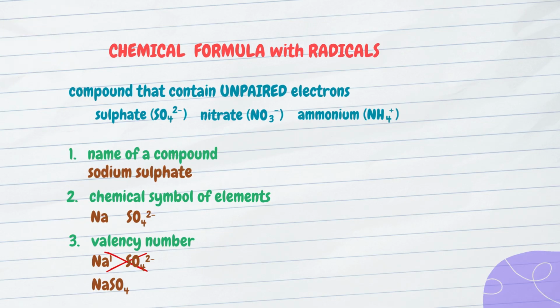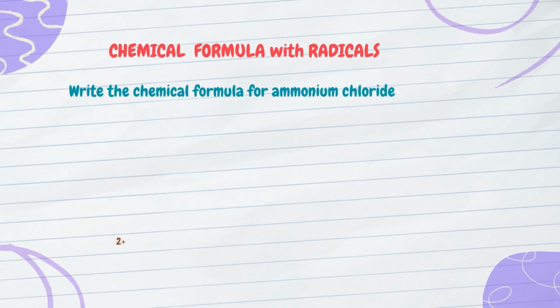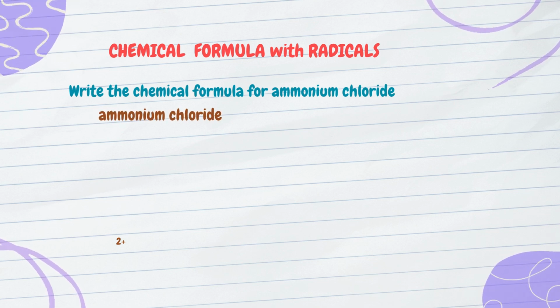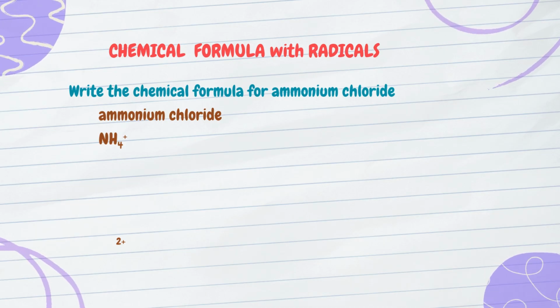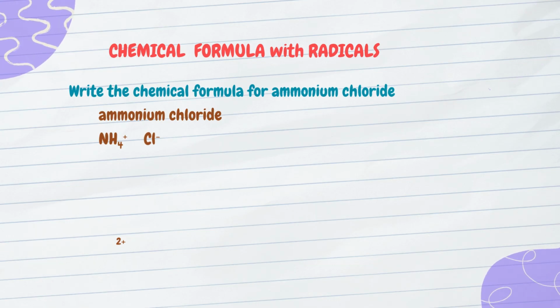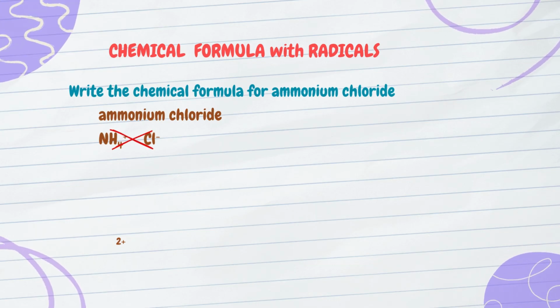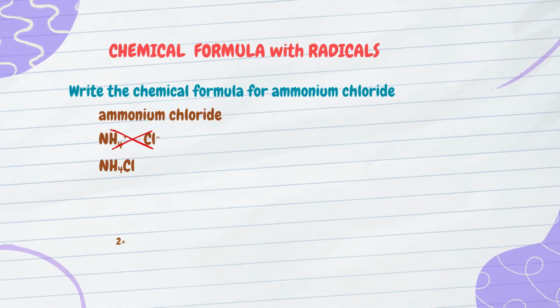Let's consider some more examples. Write the chemical formula for ammonium chloride. We have the name of the compound, ammonium chloride. The chemical symbol of ammonium is NH4 with a +1 charge. The chemical symbol for chloride is Cl. The valence number of ammonium is 1, and the valence number of chlorine is 1. Then cross over the valence numbers. This becomes NH4Cl, and this is the chemical formula for ammonium chloride.